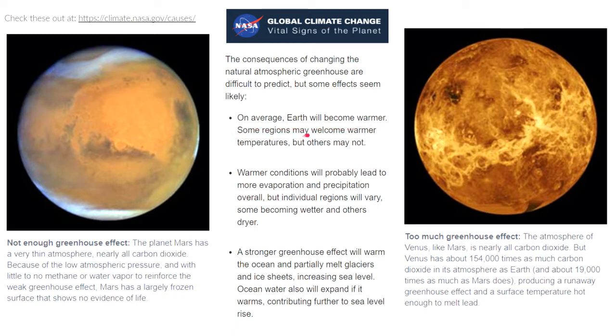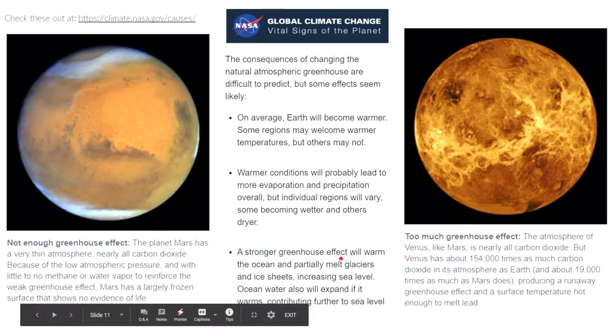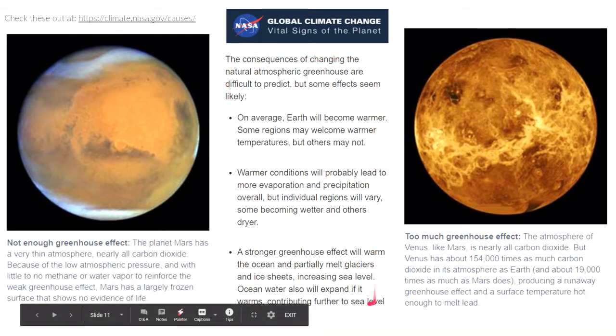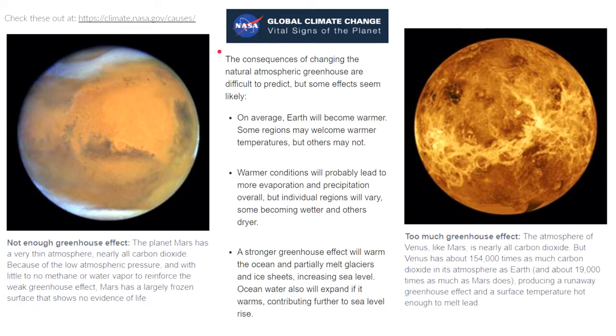Some regions may welcome the warmer temperatures, but others may not. Some animals cannot tolerate an increase in temperature, such as sea creatures and coral reefs. Corals in coral reefs may not handle that increase in temperature, resulting in them dying. Warmer conditions will probably lead to more evaporation and precipitation, and this could disrupt the global climate and global weather patterns. A stronger greenhouse effect will warm the ocean and partially melt glaciers and ice sheets, increasing the sea level. We've seen this in the previous video on the evidence of climate change. Ocean water will also expand, contributing to sea level rise. So this is the prediction of what could happen on our planet if the carbon dioxide concentration continuously increases in our atmosphere.